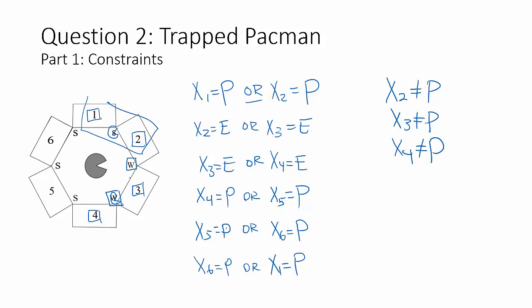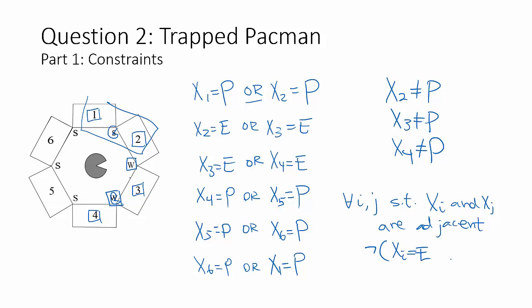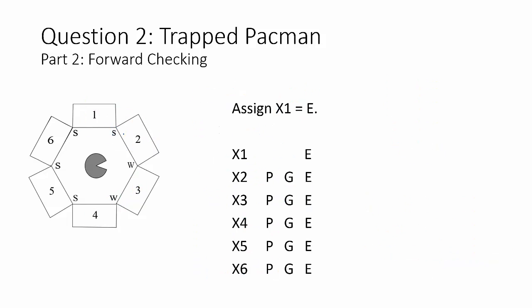Lastly, we need the constraint that there cannot be 2 exits next to each other. That means that for all i, j such that xi and xj are adjacent, we have the following condition. We don't want xi to be an exit and xj to be an exit at the same time. That's it for the constraints. Okay, moving on to forward checking.